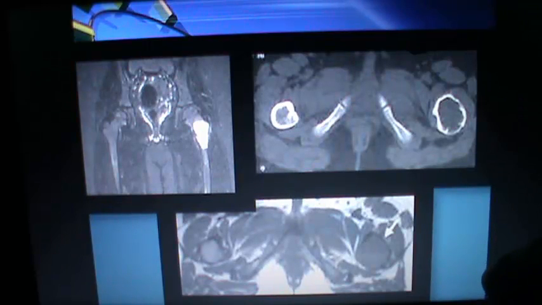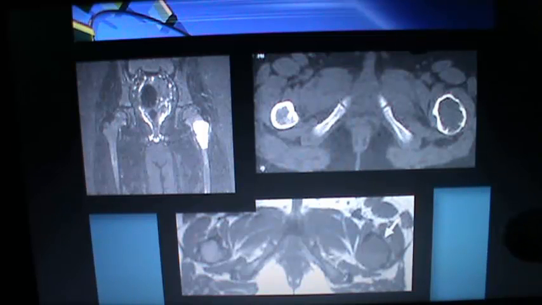Here there is a lesion, simple bone cyst at the proximal femur, showing as any cyst, T1 low intensity, T2 high intensity, minimal expansion, but thinning of the cortex is evident. This results in weakness and maybe pathological fracture.